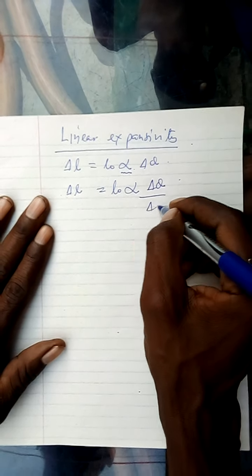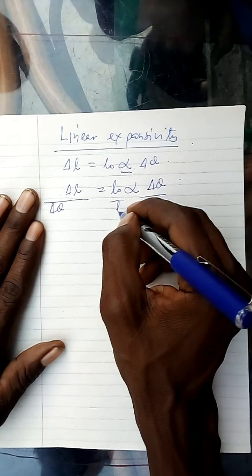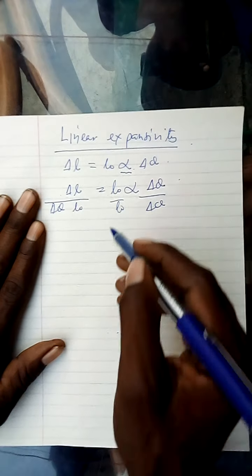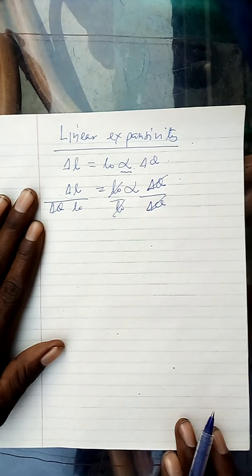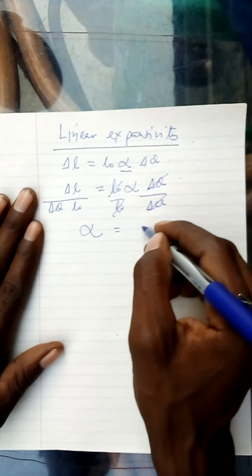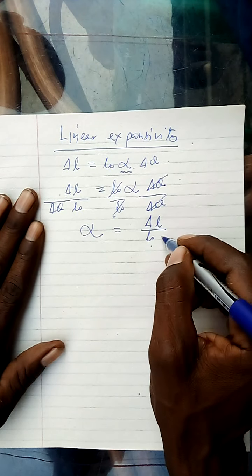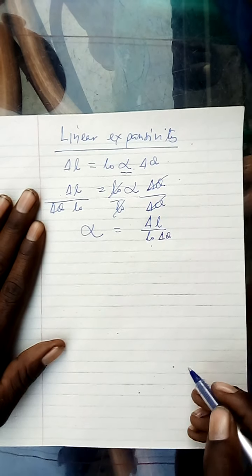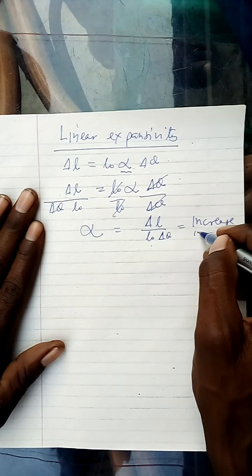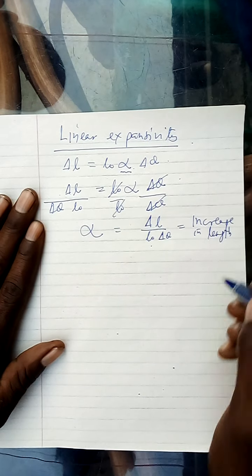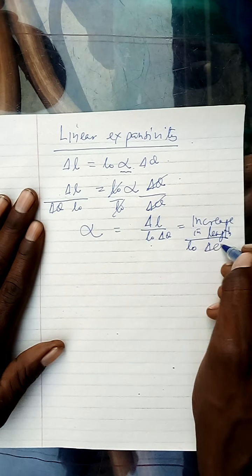We divide both sides by the change in temperature, and then we divide by the original length. Mathematically, this and this cancel out, this and this cancel out. Are we together? Now, linear expansivity is equal to the change in length over the original length times the change in temperature. And that is why this is the increase in length.